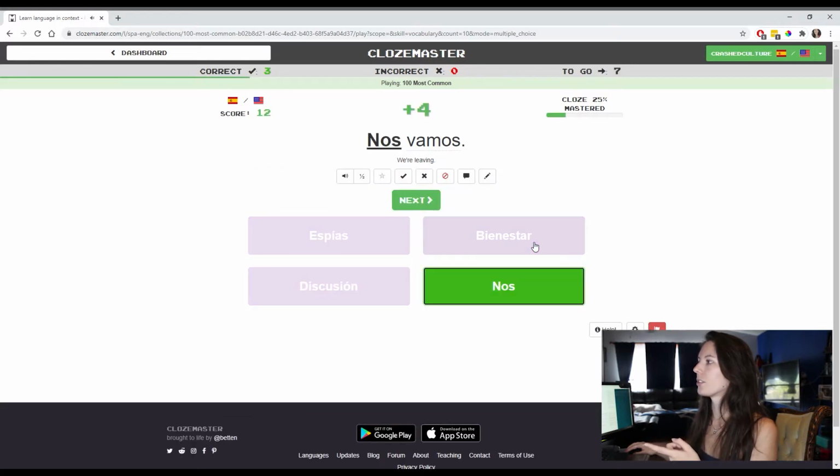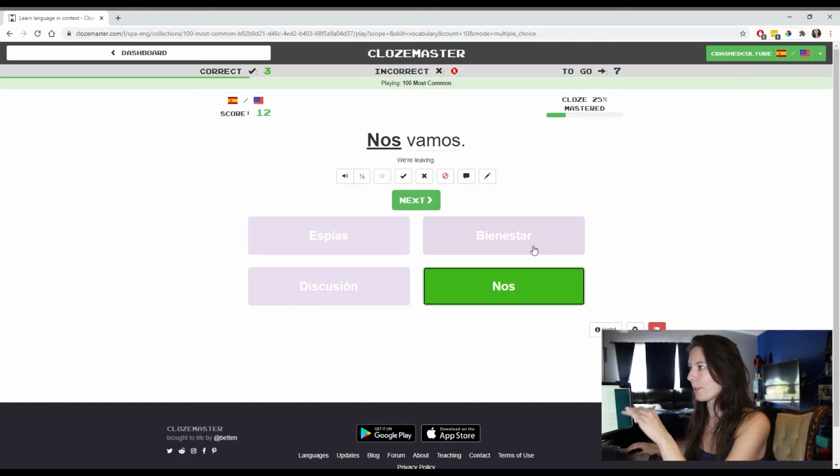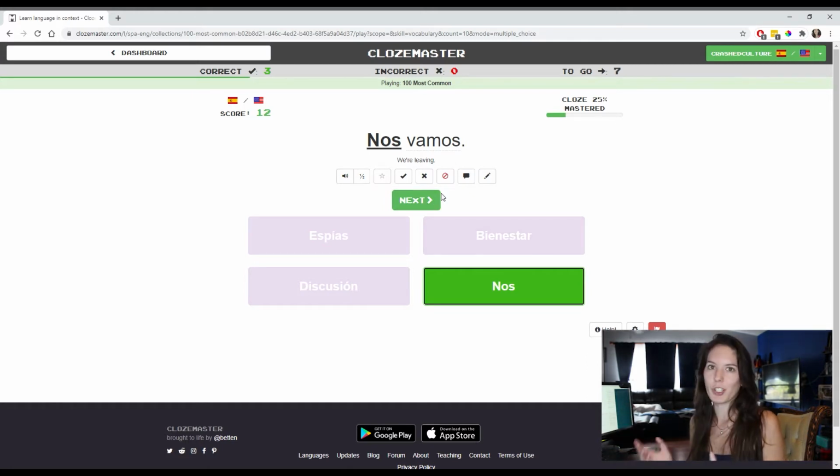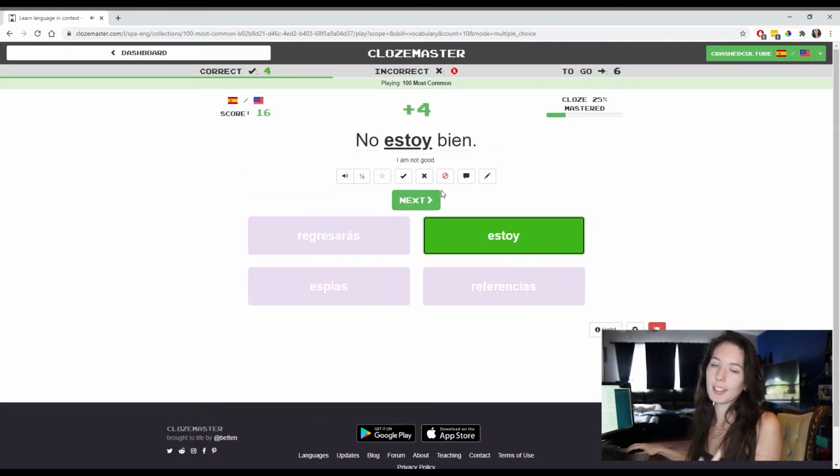Nos vamos. It's like fill in the blank for grammar. This isn't under the grammar section. But with language skills, with grammar, vocab, listening, speaking, they're not all black and white. There's going to be some meshing. Everything bleeds into each other. No estoy bien. Same thing with simple grammar.